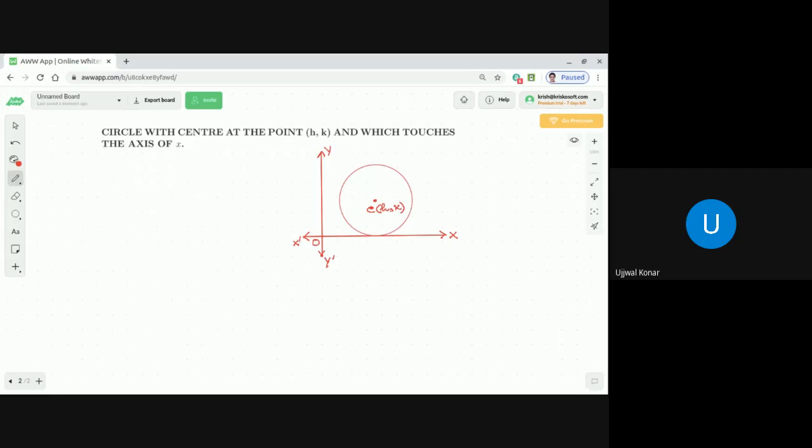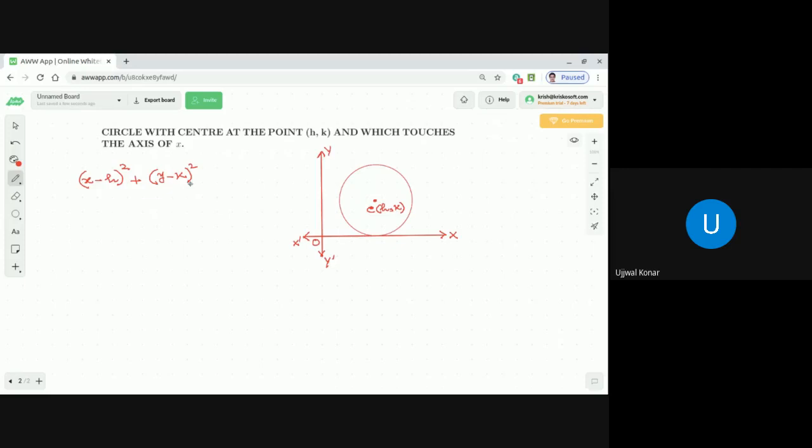Correct. Now, if you look at this particular circle, that entire visual representation is the statement I wrote. Now, how do we find the equation of this circle? The way to proceed is that we know the center of the circle is h comma k. So definitely its equation will be x minus h whole square plus y minus k whole square, correct?